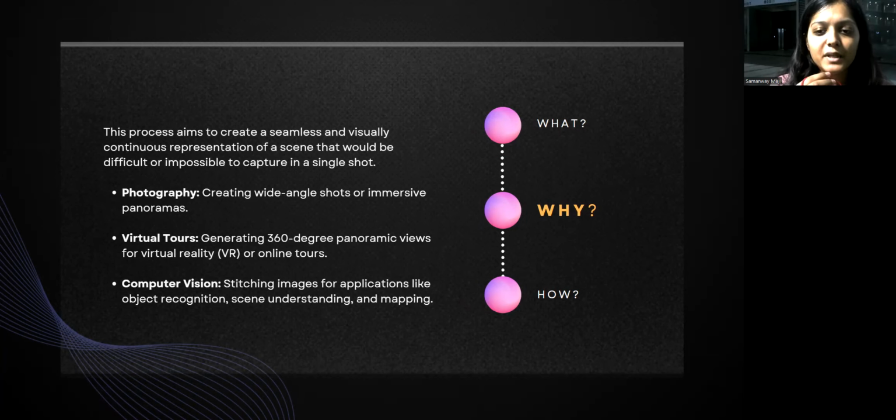So, here are the applications of panoramic stitching. First, in photography. Panoramic stitching is used in photography for creating wide angle shots or immersive panoramas. Second, in virtual tours. In virtual tours, panoramic stitching is used for generating 360-degree panoramic views for virtual reality or online tours. And last, computer vision. Stitching images for applications like object recognition, scene understanding, and mapping. So these were the applications of panoramic stitching.